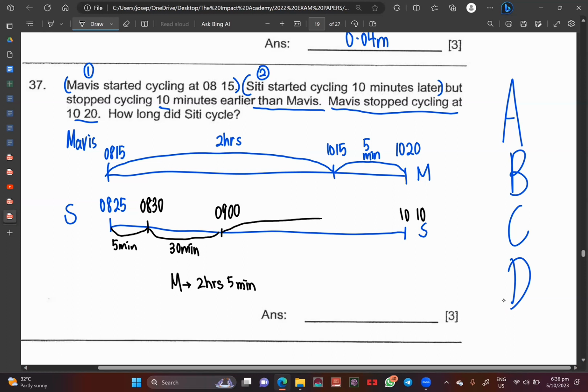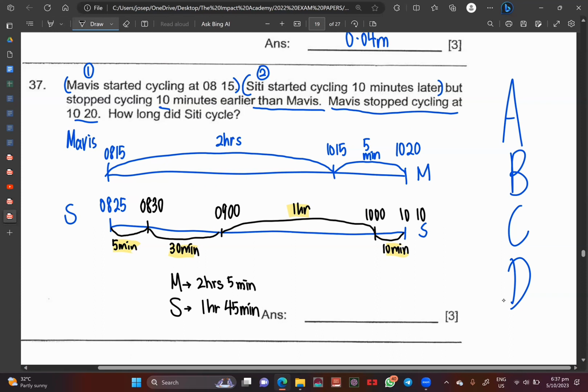All right. Then from here to here, it's very obvious to you, right? You want to get to 10 o'clock? So over here is 1 hour. You all understand? This is just 10 minutes. So for Siti herself, it will be everything that I'm going to highlight right now: 5 minutes, 30 minutes, 1 hour, 10 minutes. You all can see this? 1 hour, 45 minutes. Does that make sense to you?